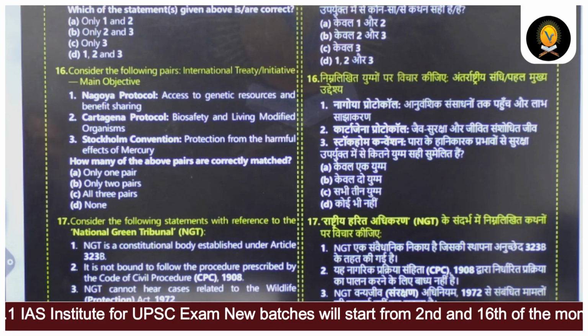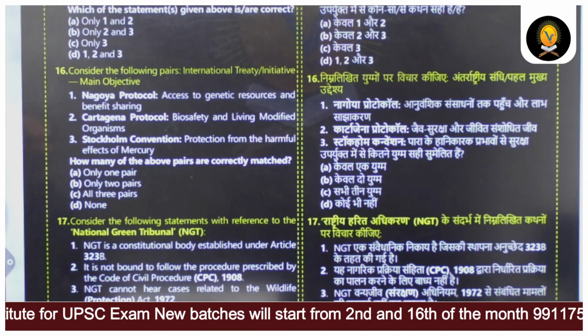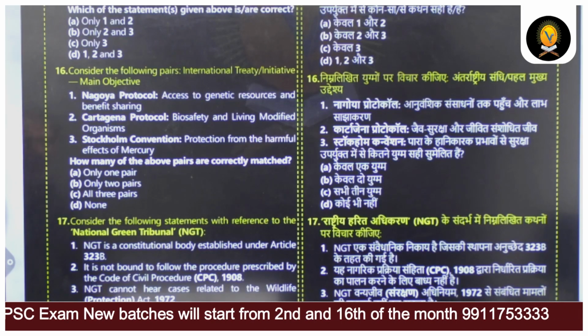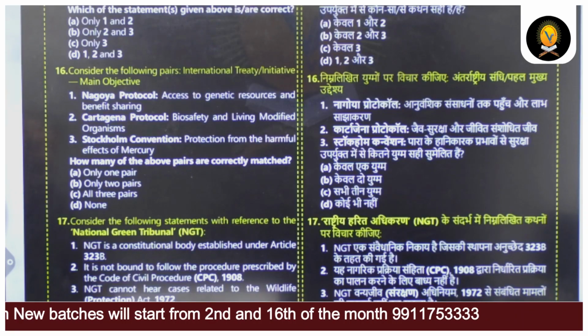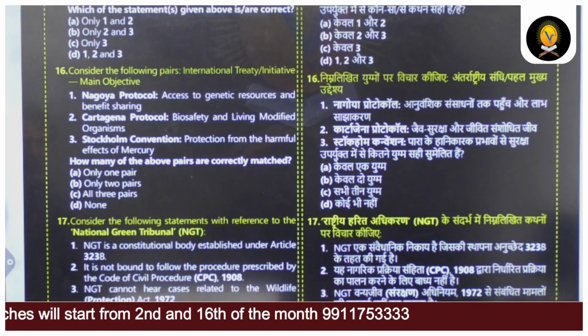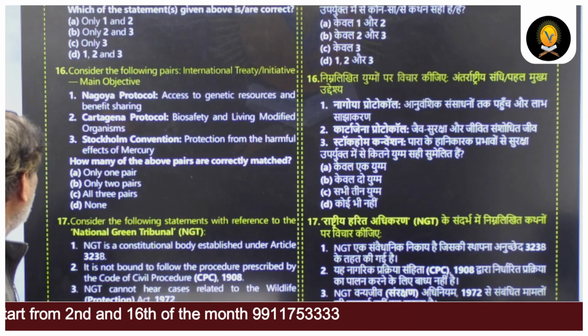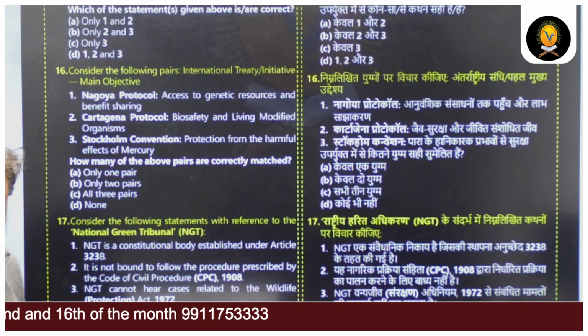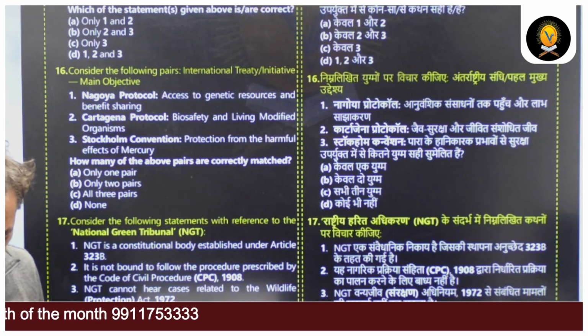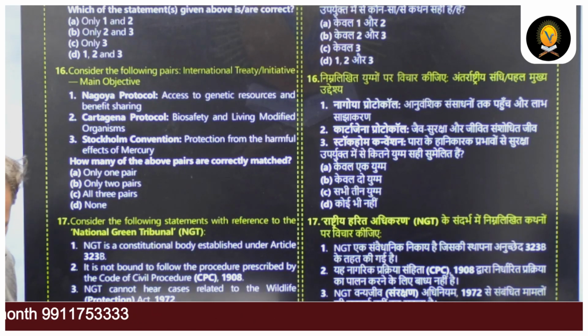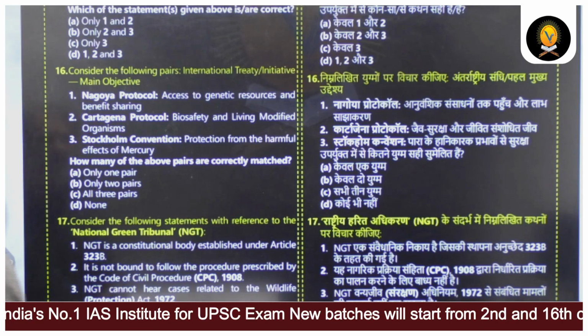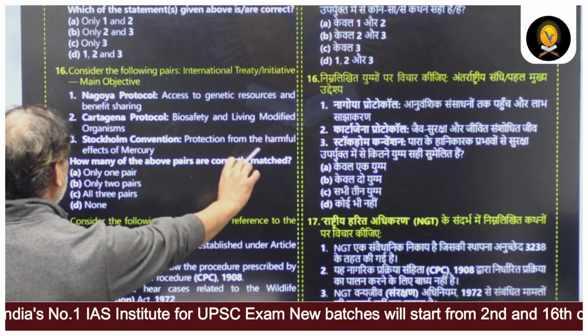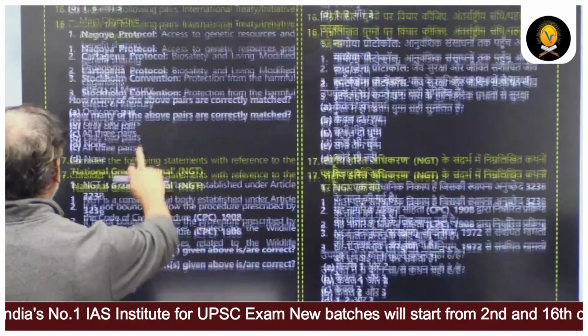Second, Cartagena Protocol, biosafety and living modified organism. It is correct. Stockholm Convention, protection from the harmful effect of mercury. No. So, only 2 pairs are correct. Okay. Only two pairs are correct. The Minamata Convention is for protection from the harmful effect of mercury.